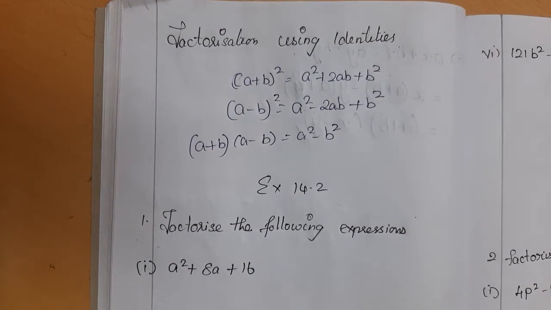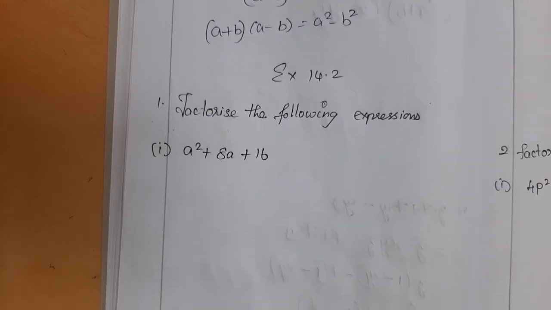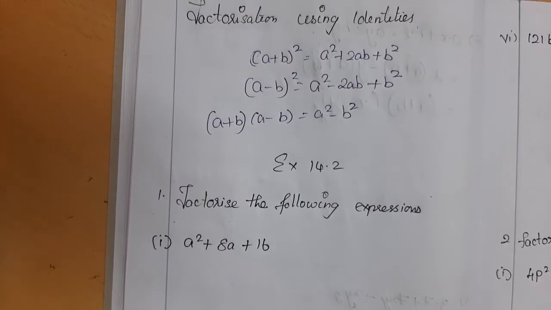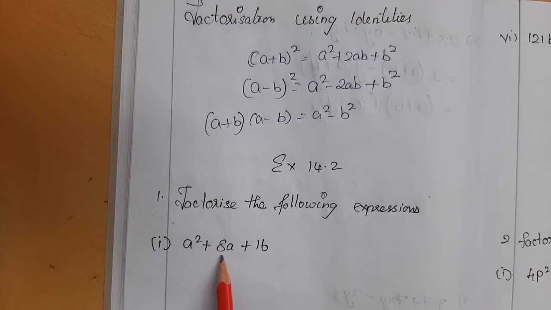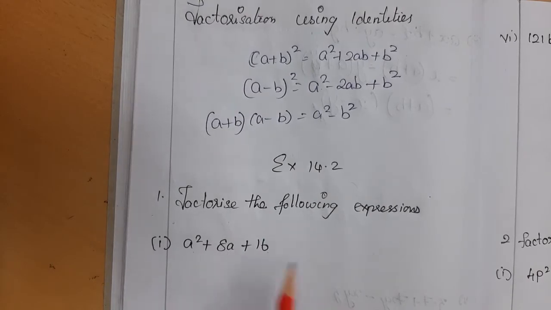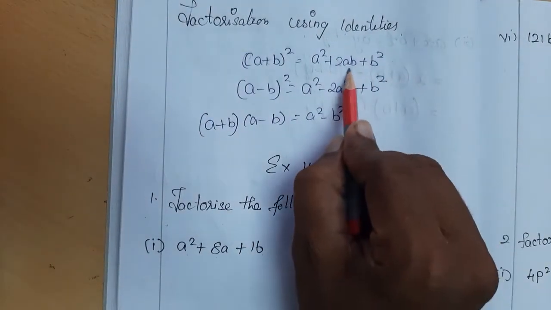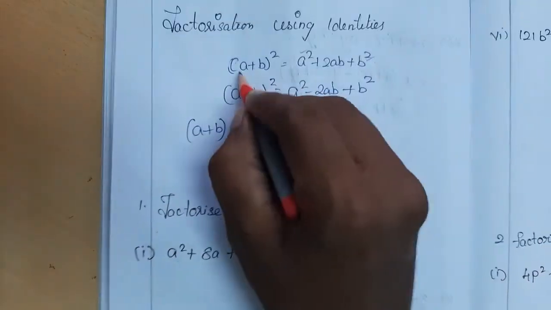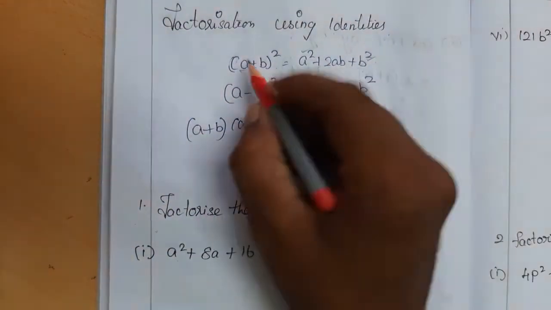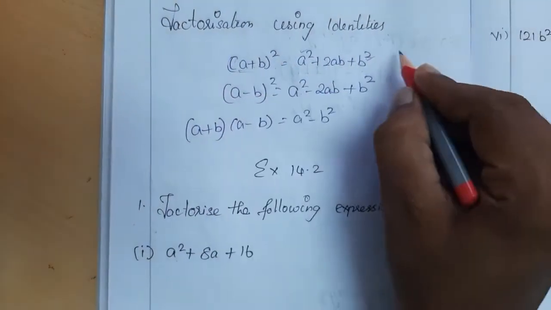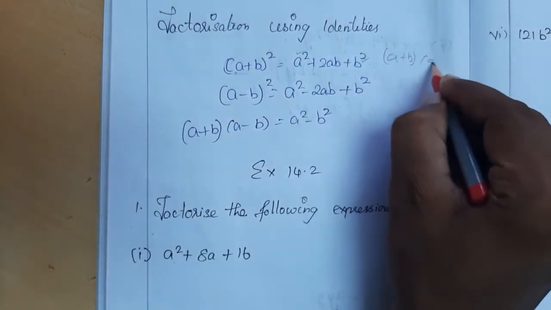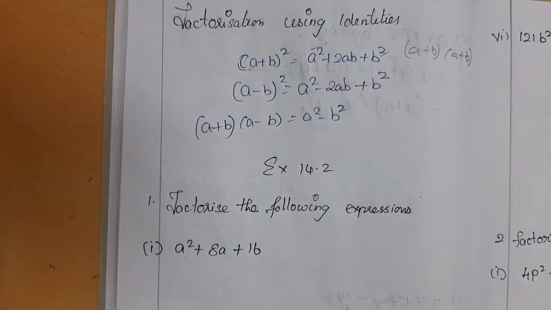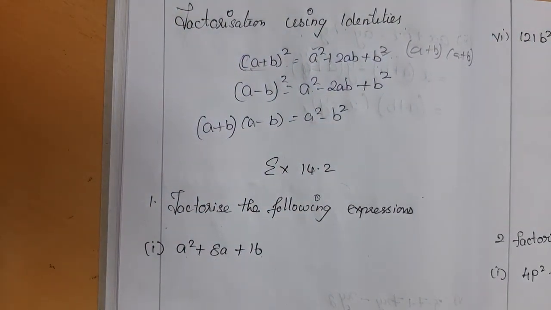So let me go for the problem. Factorize the following expression. This looks like the form of a square plus 8a plus 16. It looks like the form of a square plus 2ab plus b square. So the only thing we have to find is what is the a and what is the b, then we can write it in this form. A plus b the whole square means a plus b into a plus b multiplication. So it will be in that form.